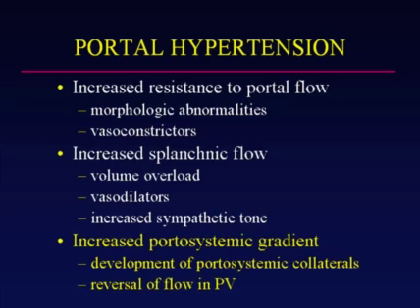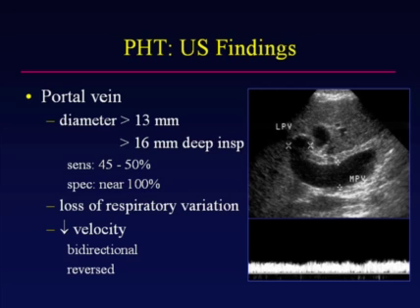So basically, you have a summation of these two factors: increased resistance to portal flow, as well as increased splenic flow, which actually volume overloads flow to the liver, and that actually makes the increased peripheral vascular resistance in the liver worse. These two things combine to increase the portosystemic gradient. And the end result of this increase in portosystemic gradient is that the body develops portosystemic collaterals to shunt blood away from the liver, and flow will actually ultimately reverse in the portal vein again to shunt blood away from the liver. So what are the ultrasound findings of portal hypertension?